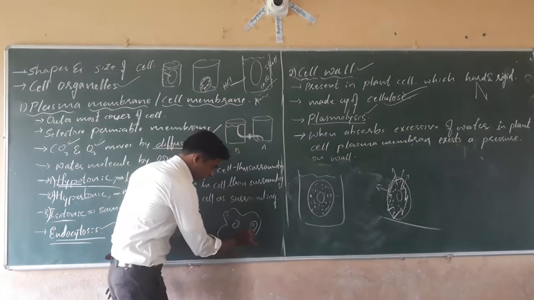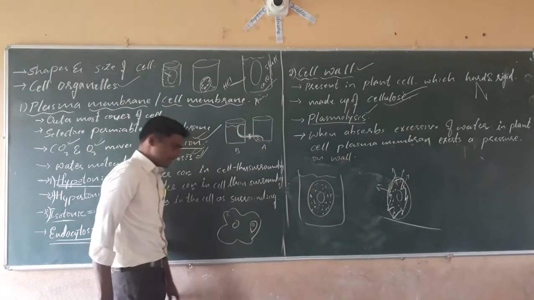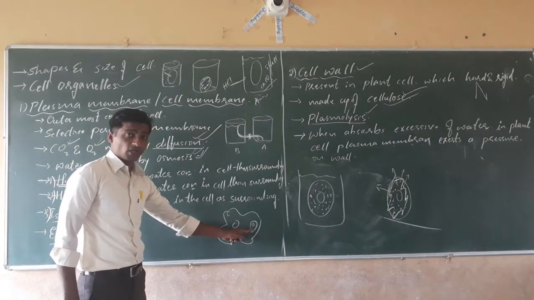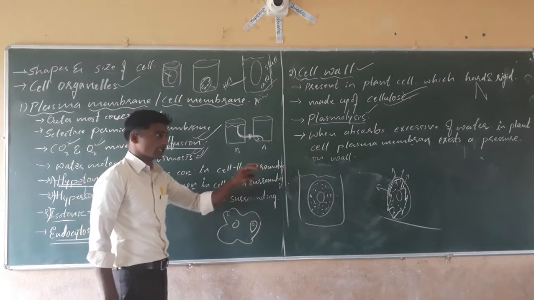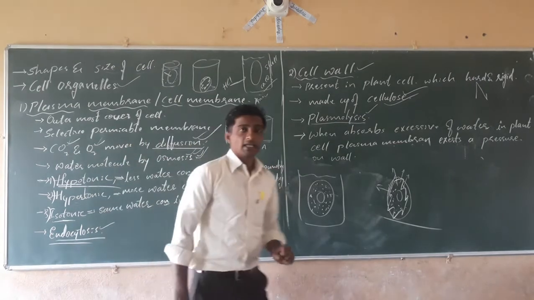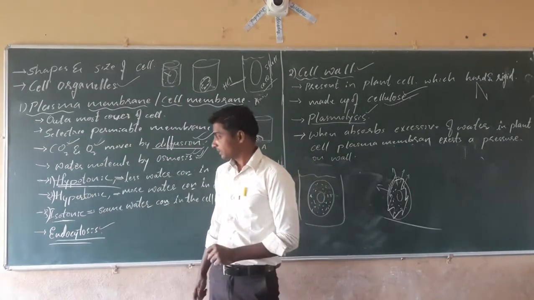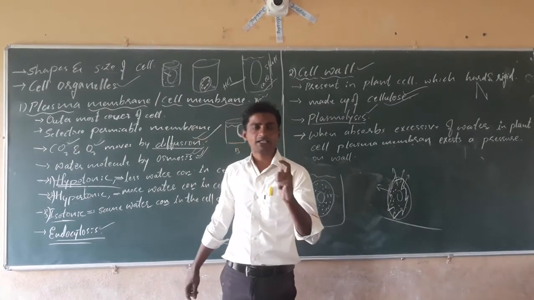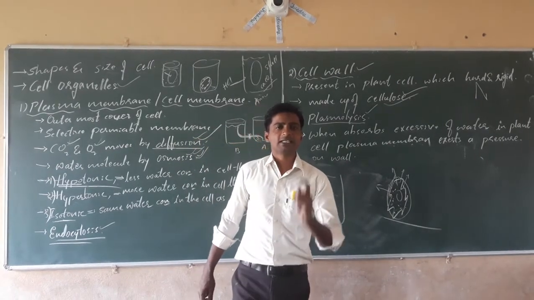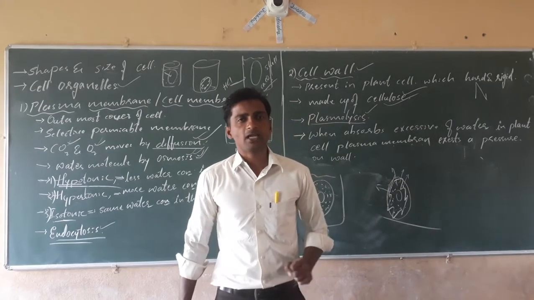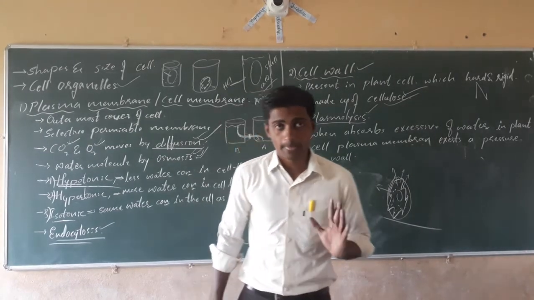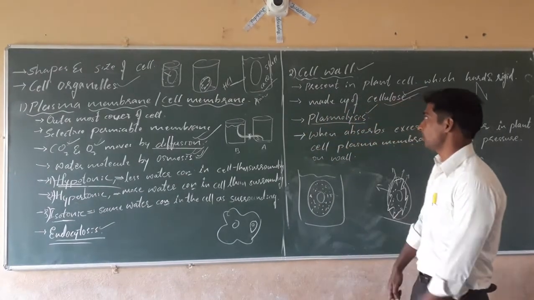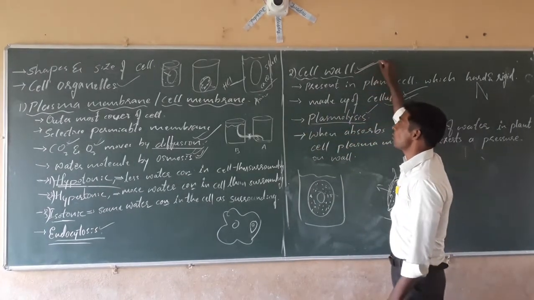The next, dear students, this process of taking solid material into the cell is called endocytosis. Taking food material or solid material into the cell, engulfing it, is called endocytosis. Next, dear students, we come to the next component of the cell, that is, the cell wall.